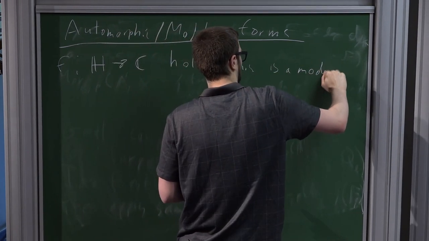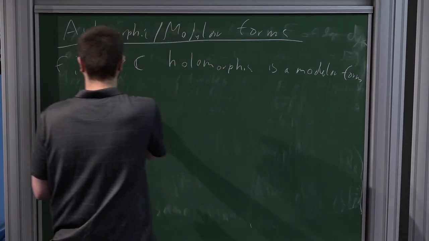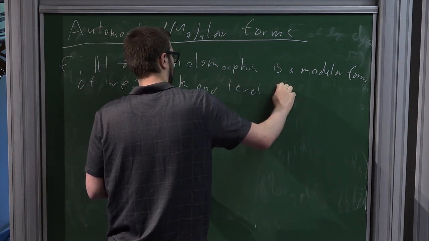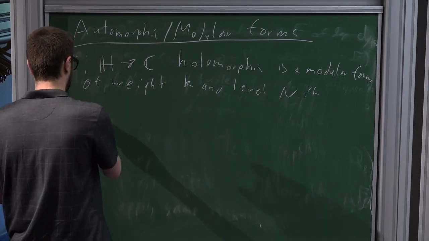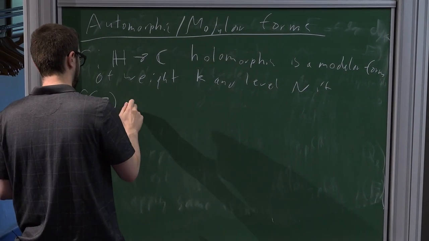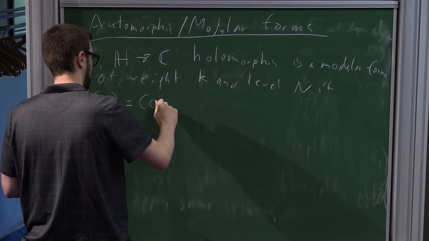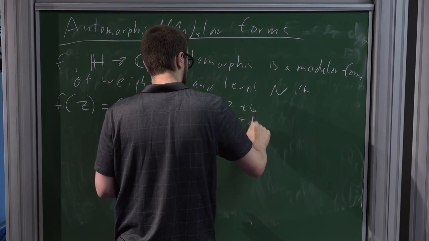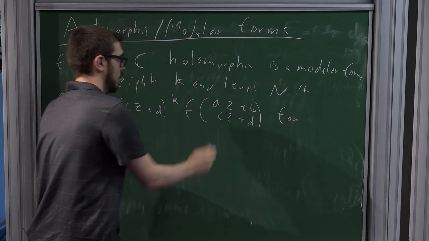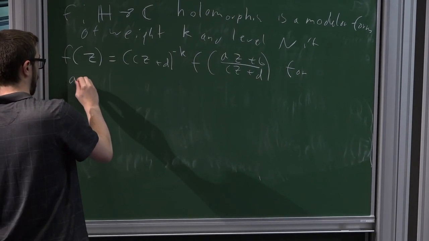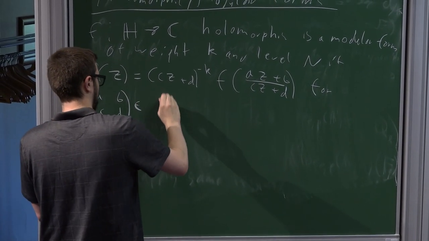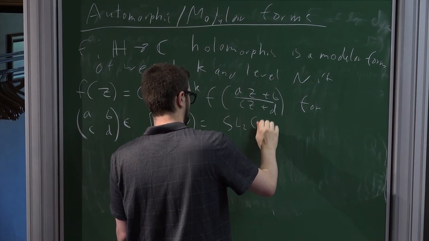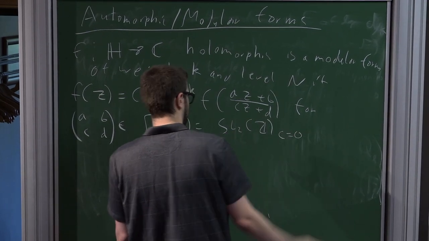which are functions from the upper half plane of the complex numbers, which are holomorphic, is a modular form of weight k and level n if f of z is equal to (cz+d)^(-k) f of (az+b)/(cz+d) for a, b, c, d in Gamma_0(n), which is equal to SL2(Z) subject to the condition that c is equal to 0 mod n.